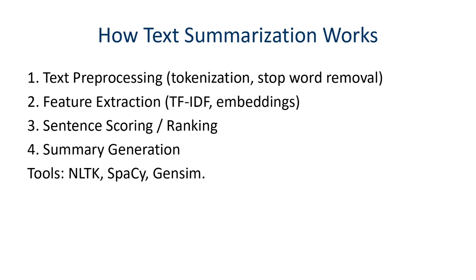Then comes sentence scoring or ranking, where each sentence is assigned an importance score. Finally, the system generates the summary either by selecting top ranked sentences or rephrasing content. Tools like NLTK, spaCy, and Gensim are widely used to build such pipelines.